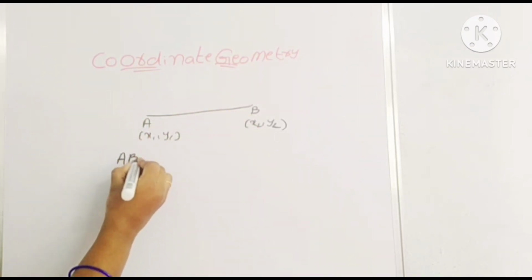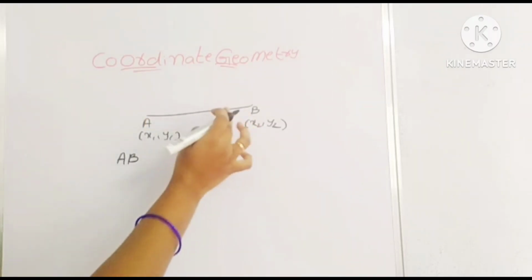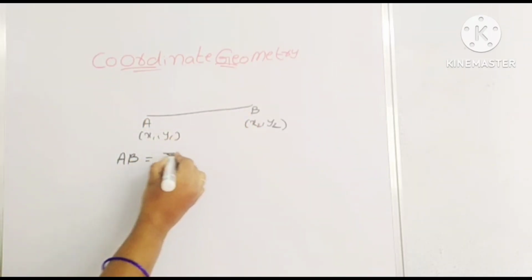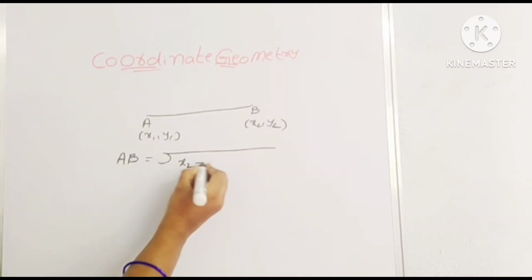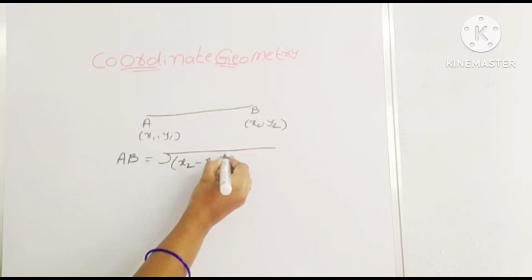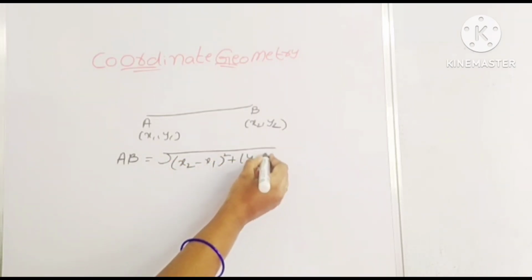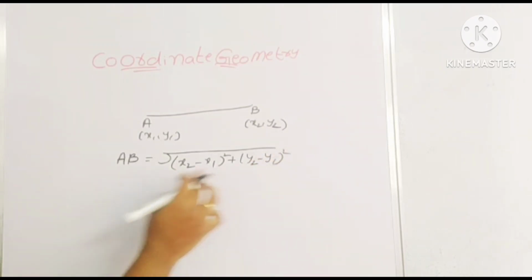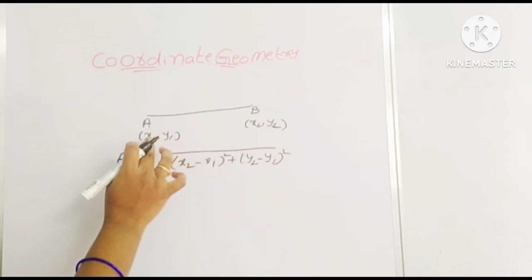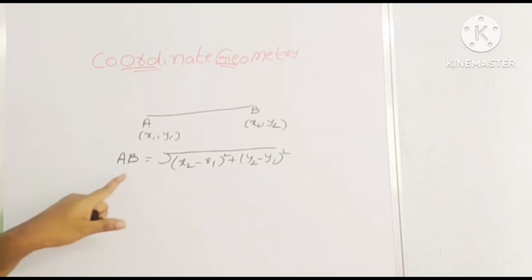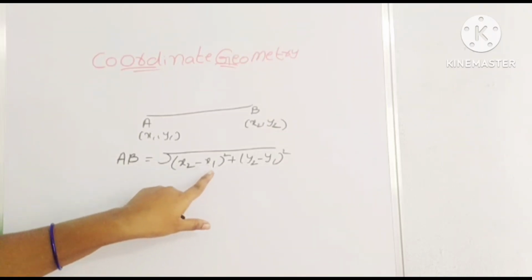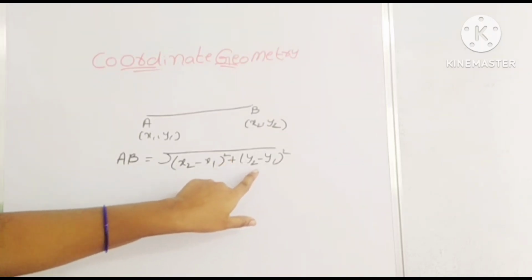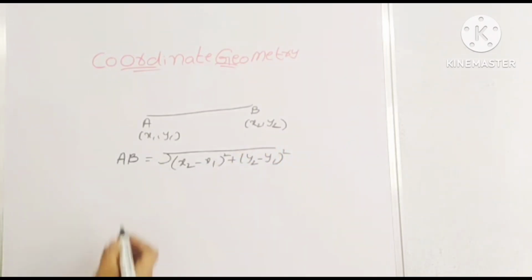The distance between those 2 points A and B is square root of x2 minus x1 whole square plus y2 minus y1 whole square. This is the formula for the distance between the 2 points A and B. So AB is square root of x2 minus x1 whole square plus y2 minus y1 whole square.